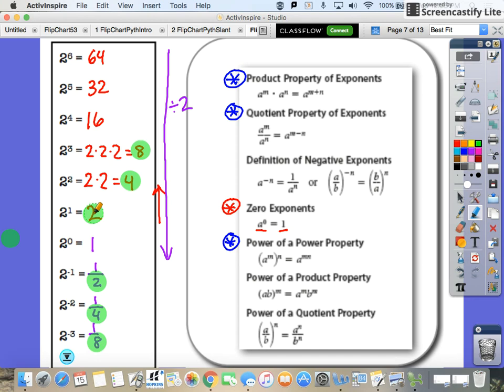So when you have a negative exponent, that's another rule. You basically move that exponent and make it positive. So if it starts in the numerator, you move it to the denominator and make it positive. If it starts in the denominator, you move it to the numerator and make it positive. So let's look at a couple of examples because that does not make any sense.